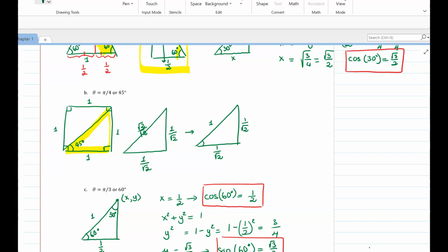Now this angle is still 45 degrees. This point here is the terminal point x, y. As we can see here, x equal to 1 over root 2 and y equal 1 over root 2. So cosine of 45 degrees equal 1 over root 2. We rationalize the denominator to get root 2 over 2. And sine of 45 degrees equal 1 over root 2. Rationalize the denominator, we get root 2 over 2.